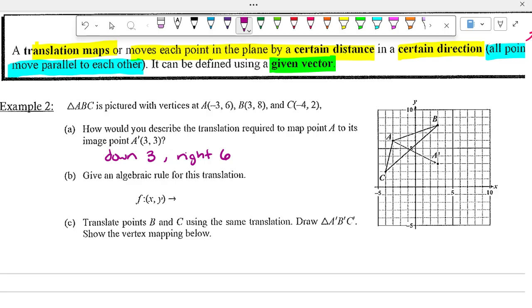Now, we're actually going to write the rule for it. So that's where you want to look at the 2 points that we started with. Here's my question. If we start at A, which was at -3, 6, and we went to A prime, which is 3, 3, what do I need to add or subtract to -3 to get to 3? We add 6. So, since we added 6 to the x value, we would write this as x plus 6.